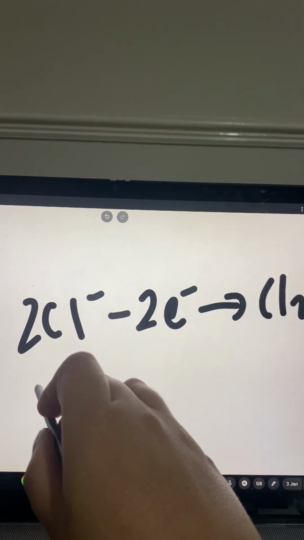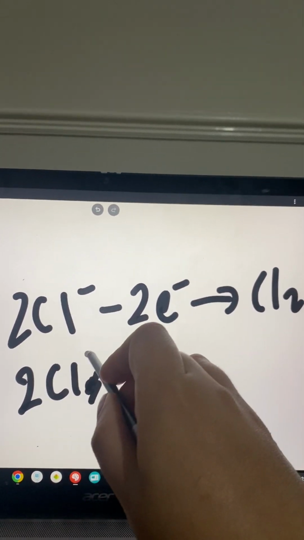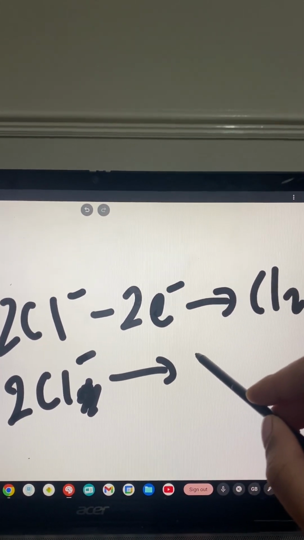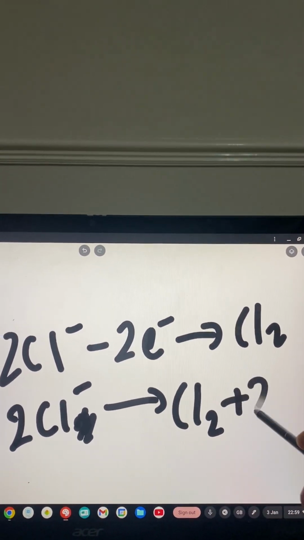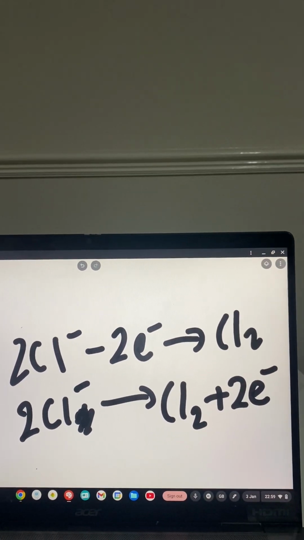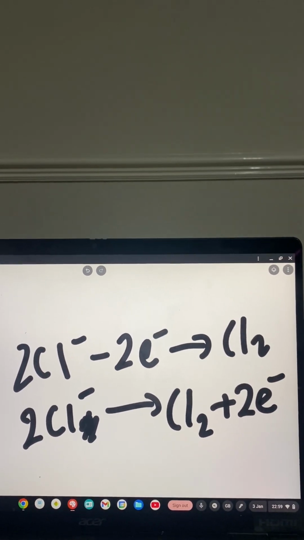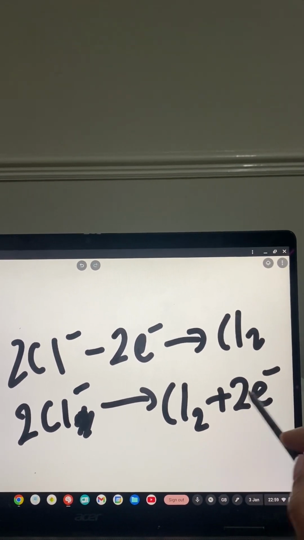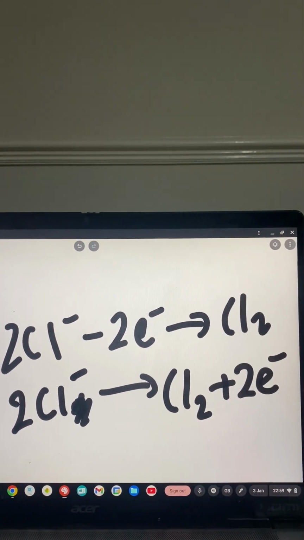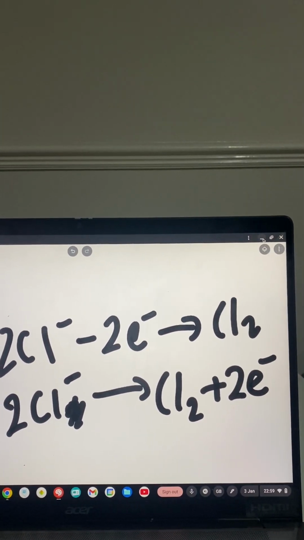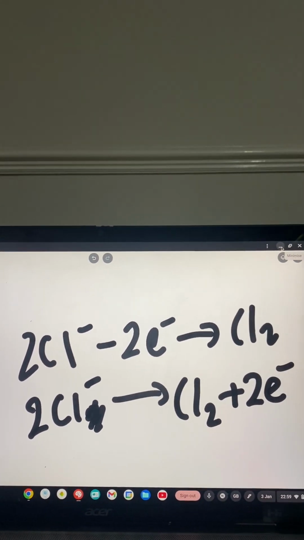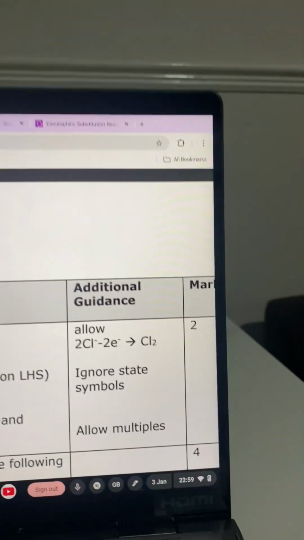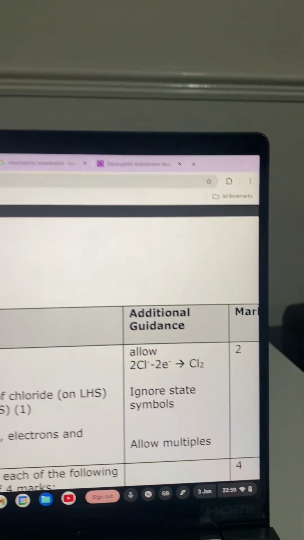So 2Cl minus, just ignore that. Cl2 plus 2e minus, okay? Both of these equations mean the same thing. I just prefer this because that shows that 2 electrons are being lost. I mean, this one also shows the same, but as long as you understand both, that's fine. Because in an exam, they could show you an equation that looks like this or like this, and you need to understand both of those are oxidations, okay? That's why it says allow this, which is what I just showed you.